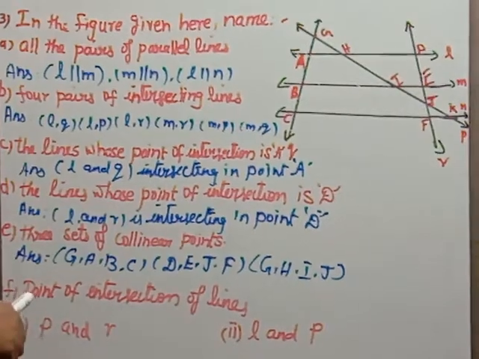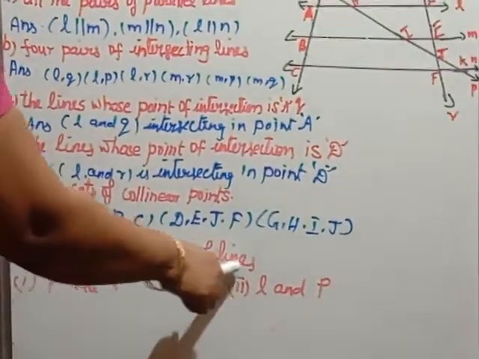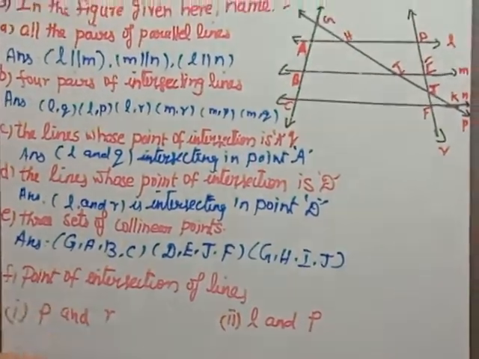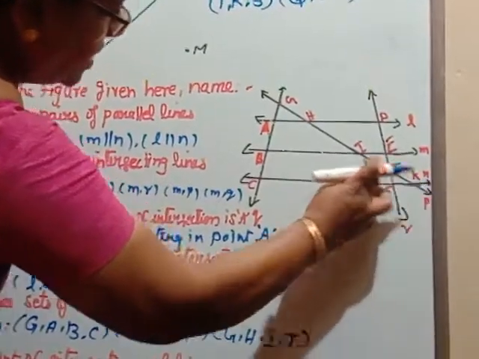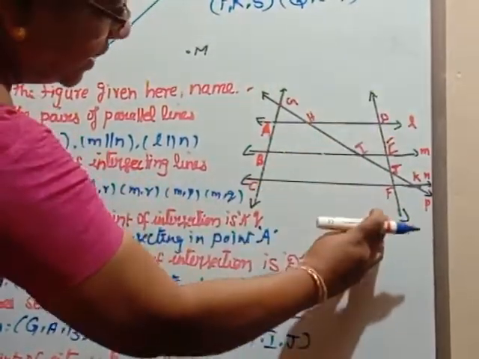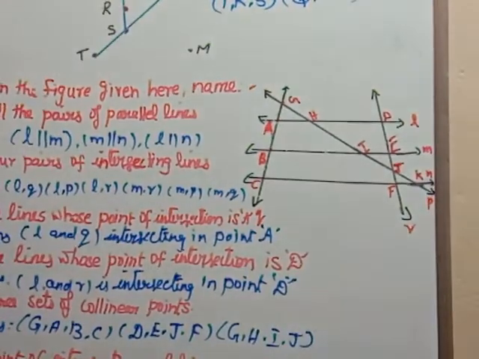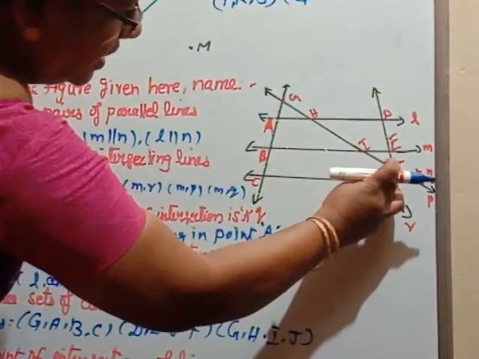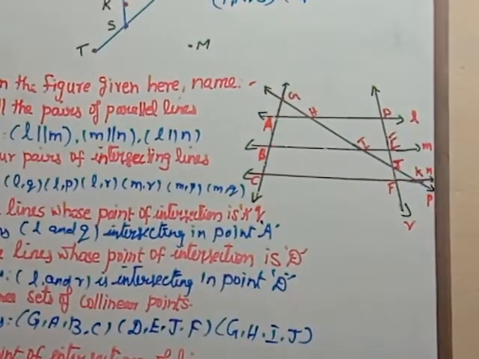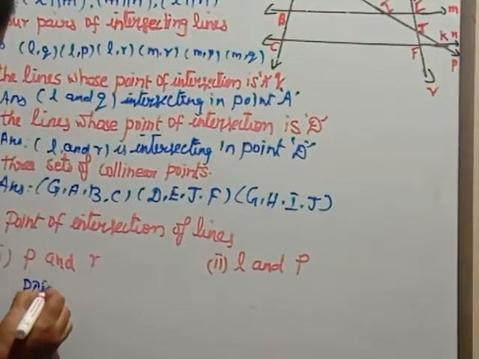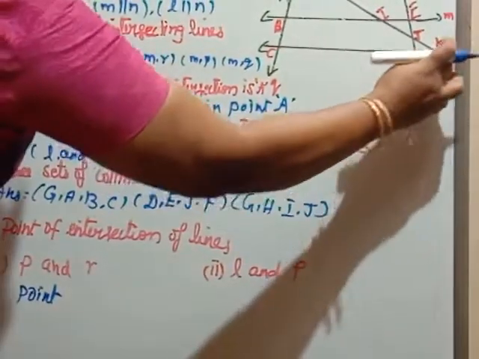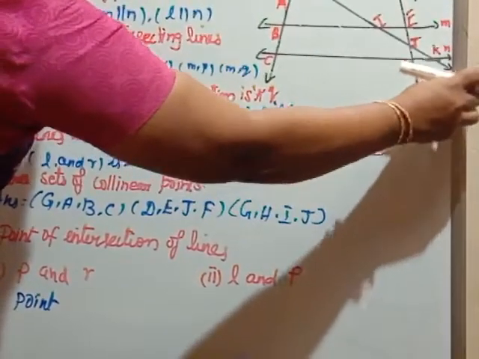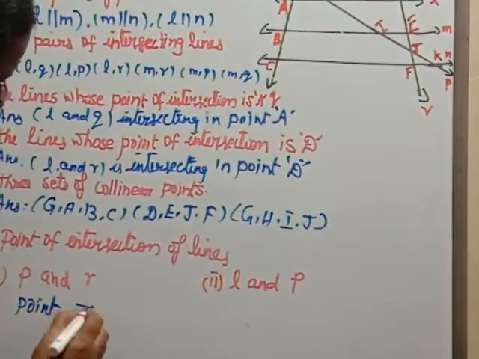Now we'll move to the last question. Point of intersection of lines. That means lines P and R, where are they intersecting? Line P is passing here, line R is passing here. In this, which point is intersecting? Tell me. Lines P and R are intersecting at point J, because this is line N, this line only. So R and P is intersecting at point J.